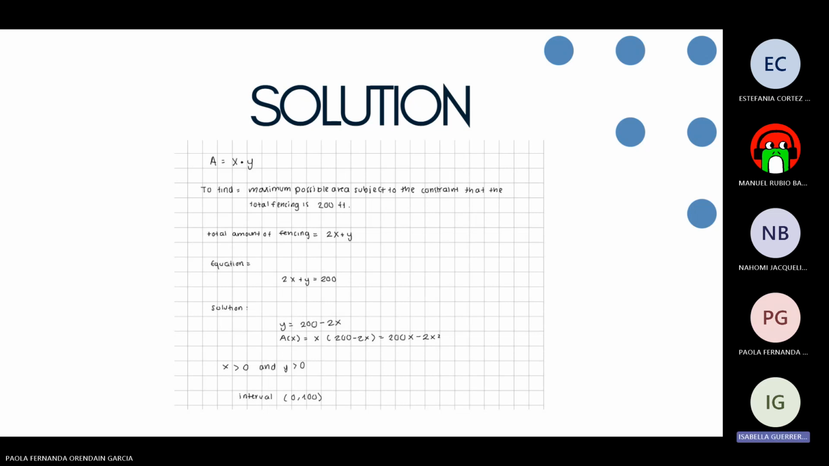Solving this equation for y, we have y equals 200 minus 2 times x. Therefore, we can write the area as A equals x multiplied by (200 minus 2x), which equals 200x minus 2x squared.